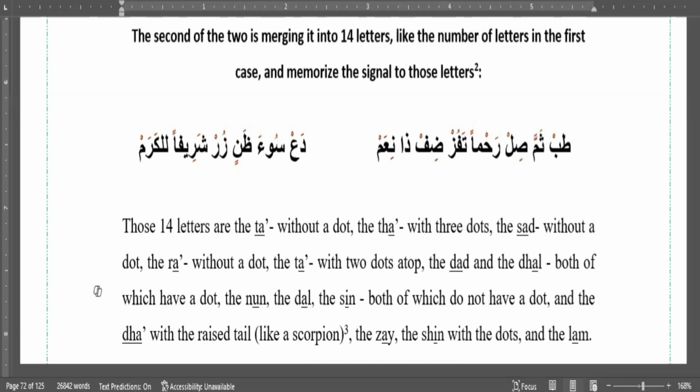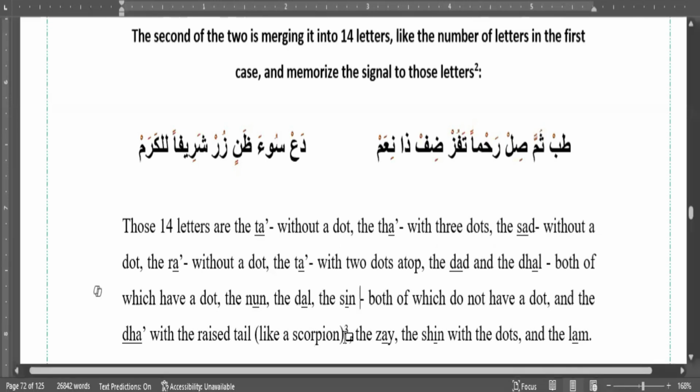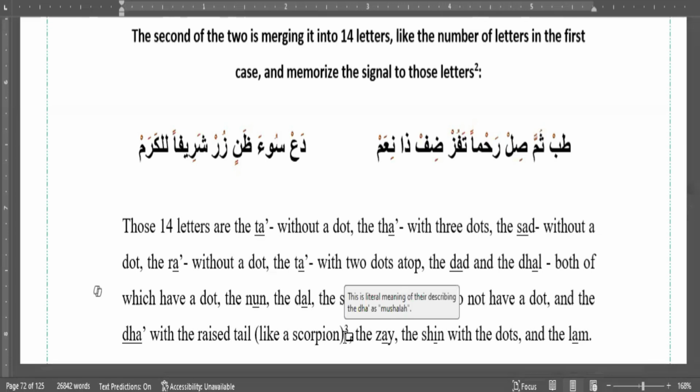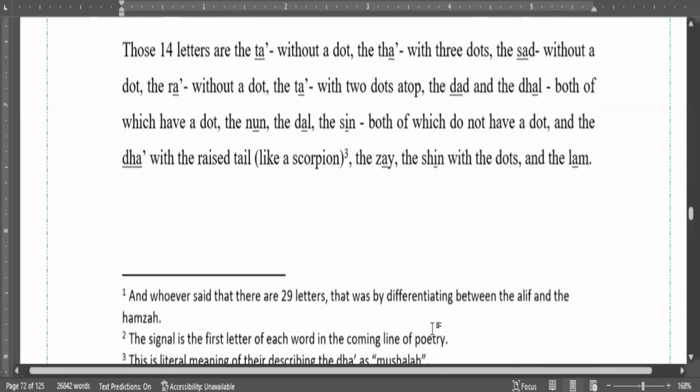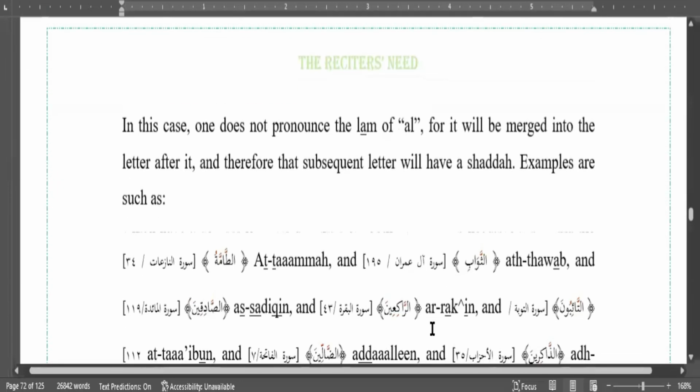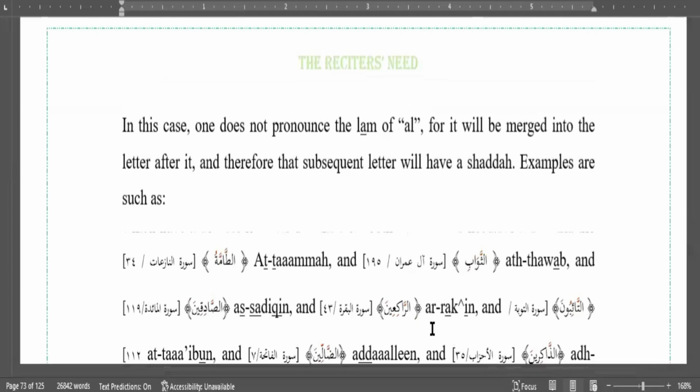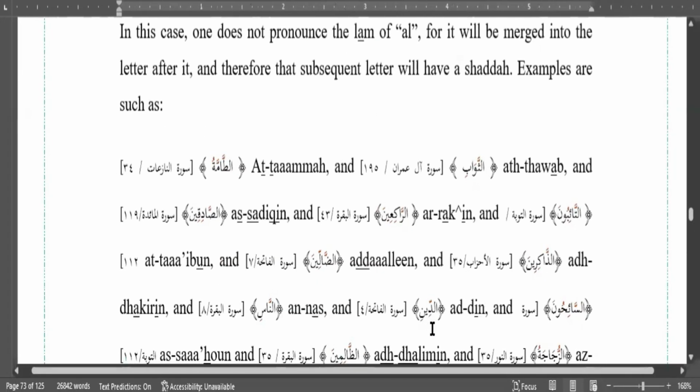That's how they describe the lam and the lam, with a raised tail like a scorpion. What do we have in the footnote here? This is the literal meaning of their describing the lam as mushala. The zay, the sheen with the dots, and the lam. In this case, one does not pronounce the lam of al, for it will be merged into the letter after it, and therefore that subsequent letter will have a shaddah. Examples are such as al.